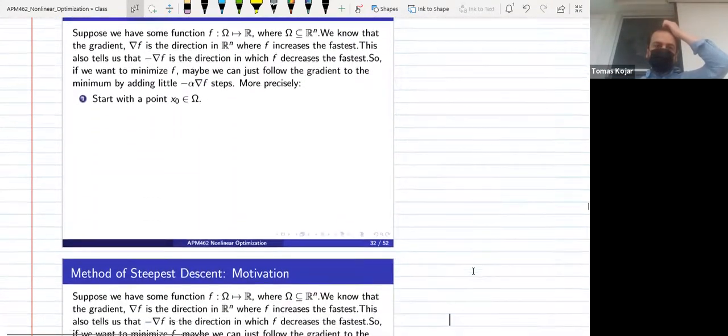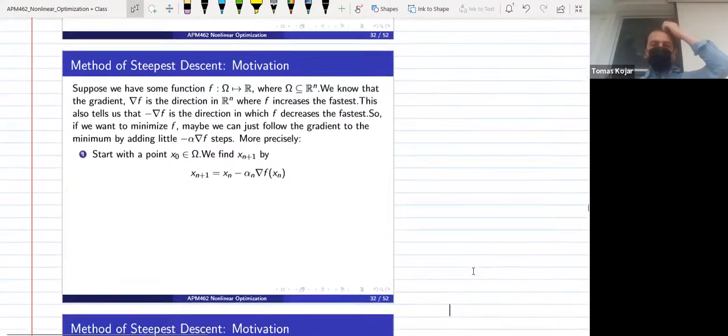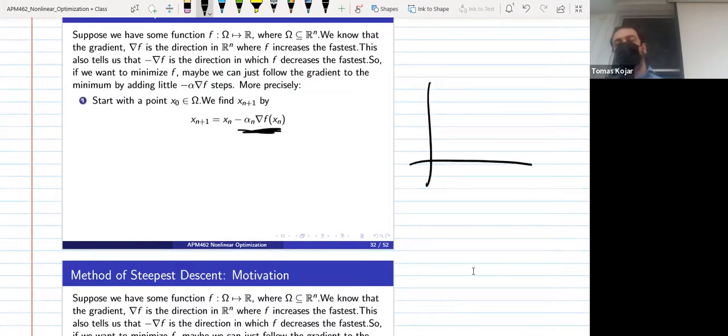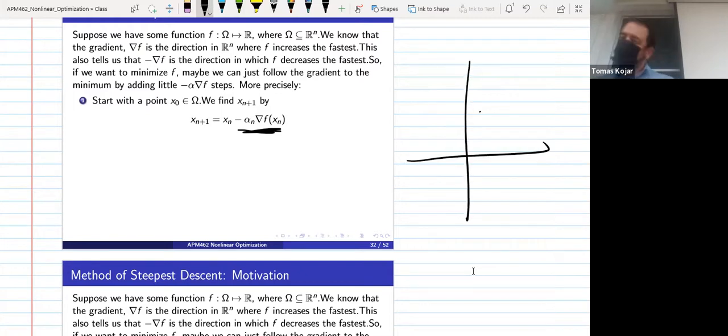So the method is: start with an x0, and then move in the direction where your gradient is negative. In other words, let's do 2D. Suppose this is x star, and suppose this is x_n, and I'll do it with a parabola like this.